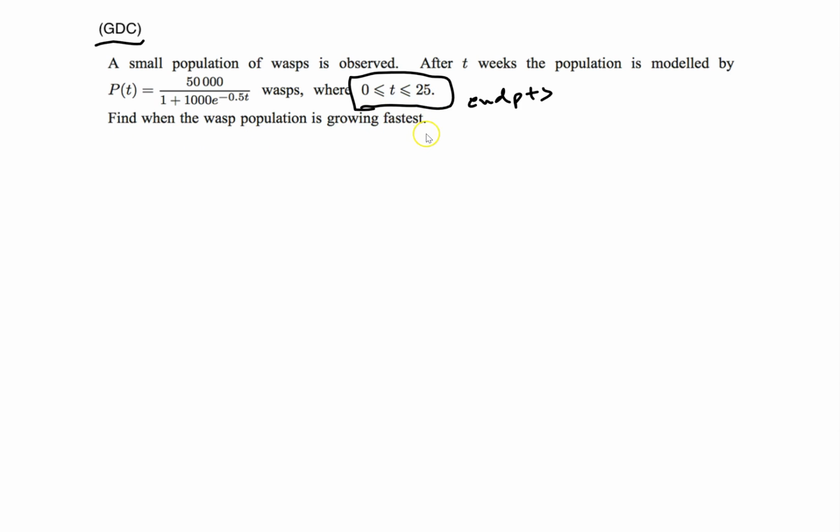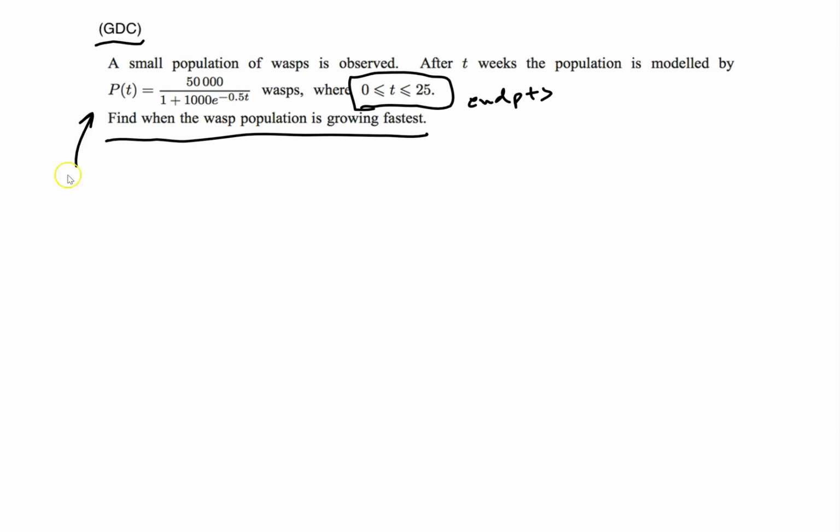When is the wasp population growing the fastest? Look at this question. So very, very tricky. It's not saying when is the population the highest, because honestly, the answer would just be 50,000. That's like the upper bound. But how do you do it?